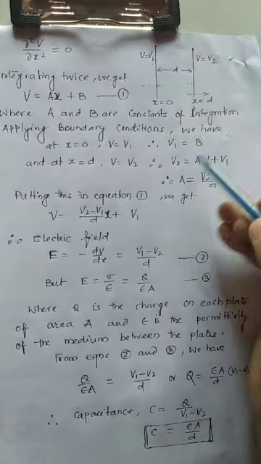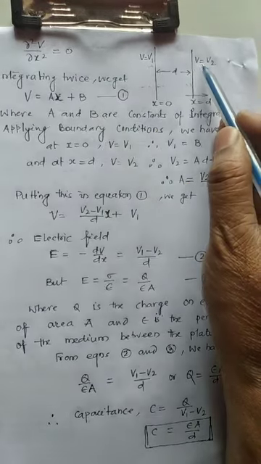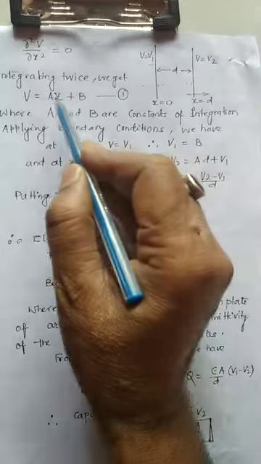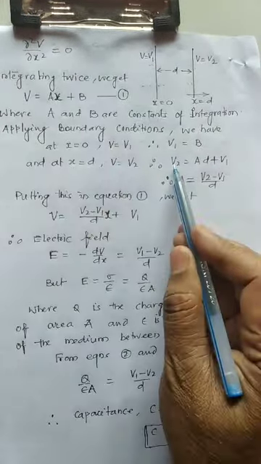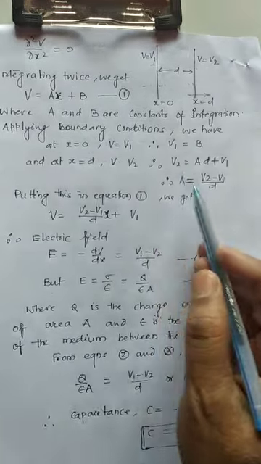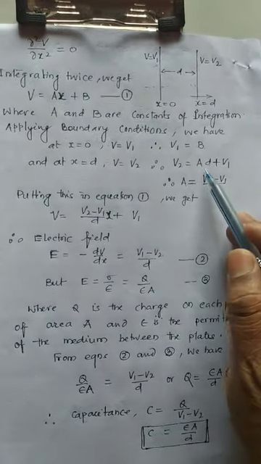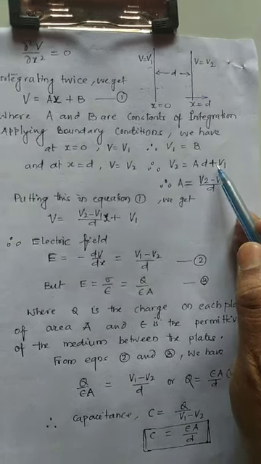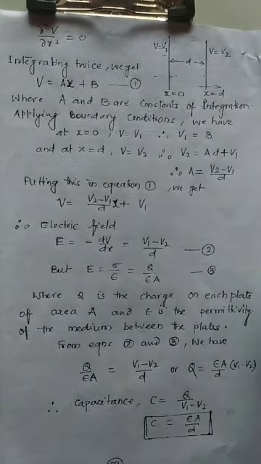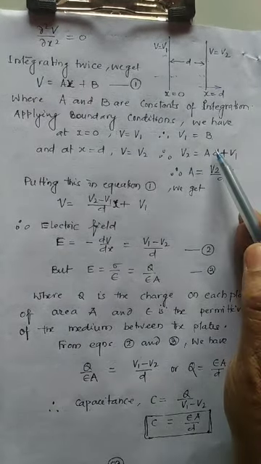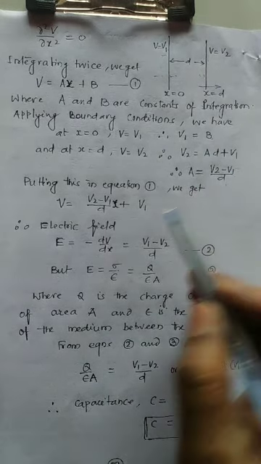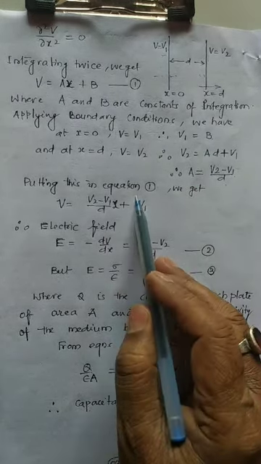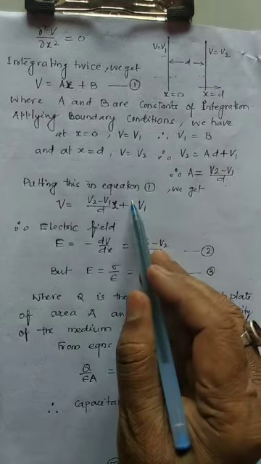Now the second condition: at x is equal to d, V is equal to V2. So it will be V2 is equal to Ad plus V1. With the help of these two, we get A is equal to V2 minus V1 by d. Putting this in equation 1, taking this value of A here, we will get this.